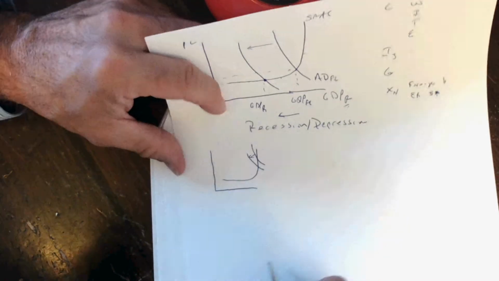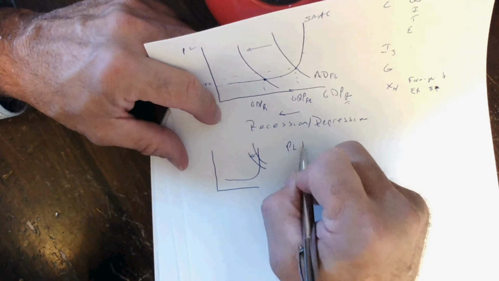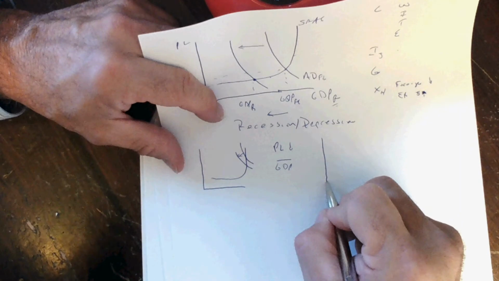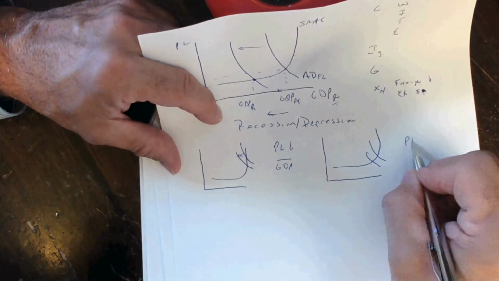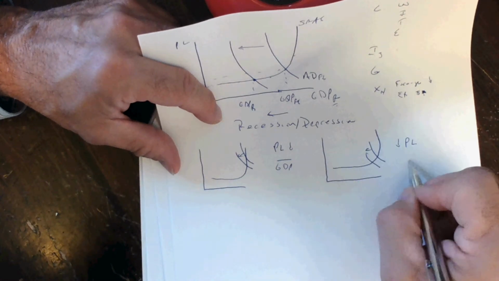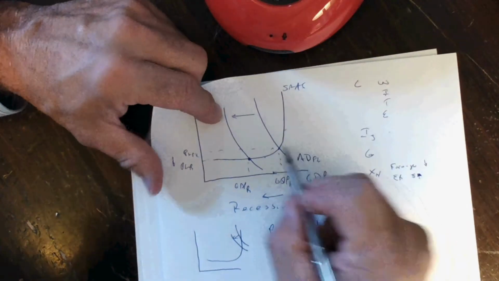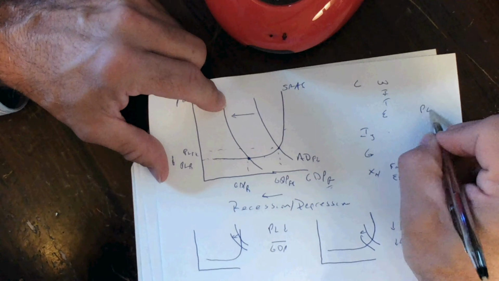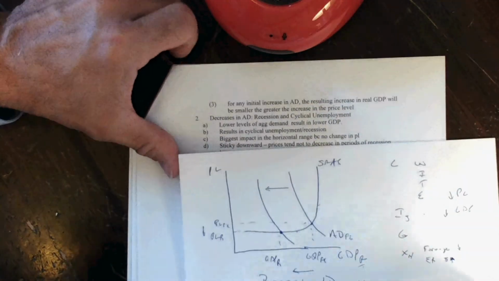If aggregate demand decreases in the intermediate range, there will be a decrease in the rate of inflation. Output will not change. If the new equilibriums are both in the intermediate range, there'll be a decrease in the price level and a decrease in real GDP. And if it falls from the intermediate range into the horizontal range, there'll be a decrease in price level and a decrease in GDP. This is recessionary.